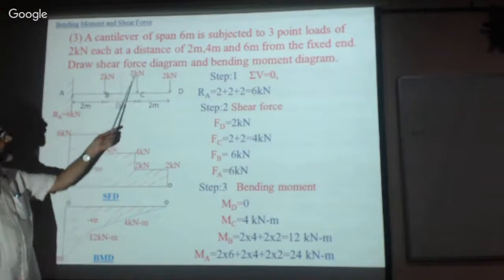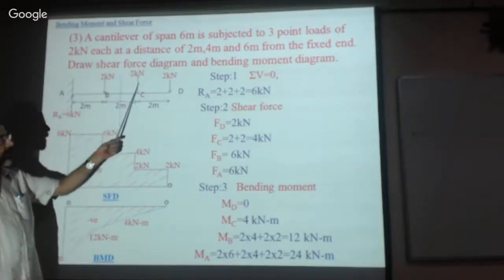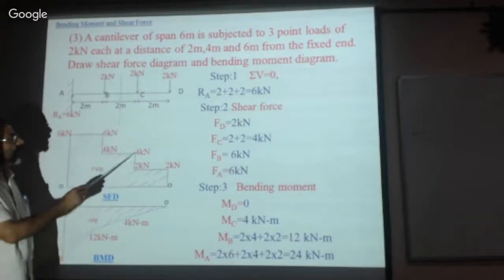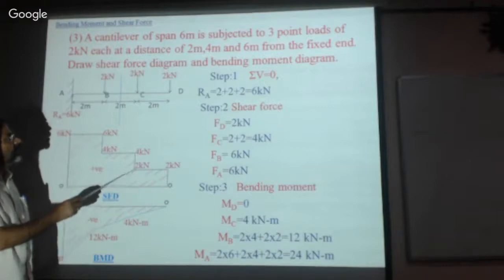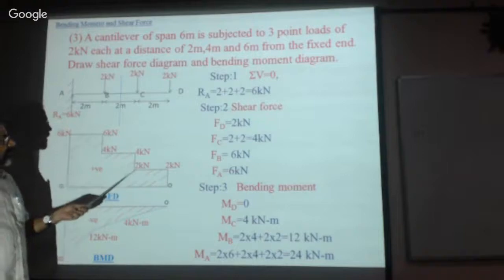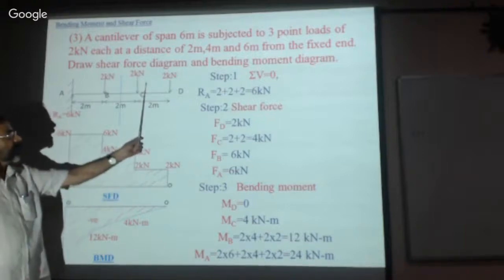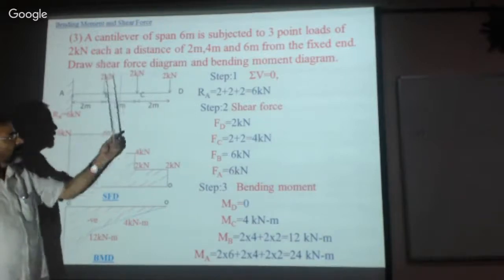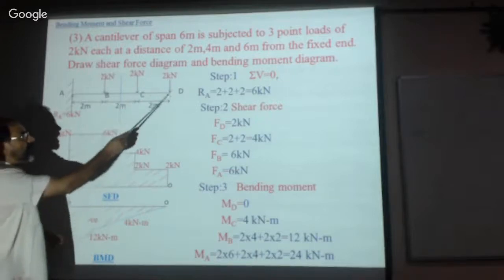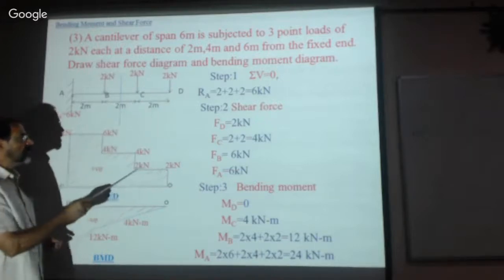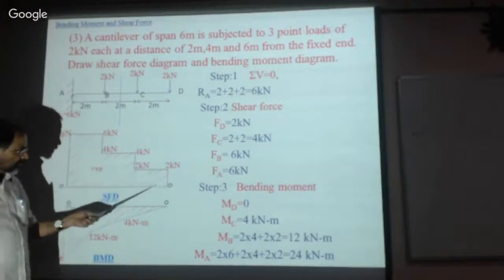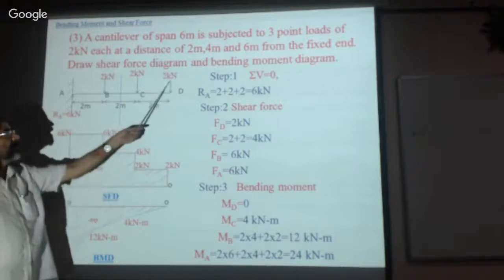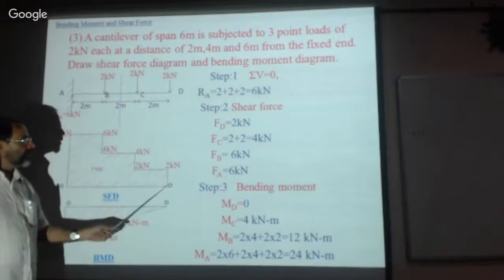And now here a 2 kilonewton force is acting downward. Therefore, let us go down by 2 kilonewton, isn't it? We are reaching here now. If you calculate the shear force at this point, right side 2 kilonewton downward, left side 2 kilonewton upward. From C to D, wherever you calculate, we will get a shear force of 2 kilonewton at all the points. And at this point, a 2 kilonewton force is acting downward. Come down and reach zero.